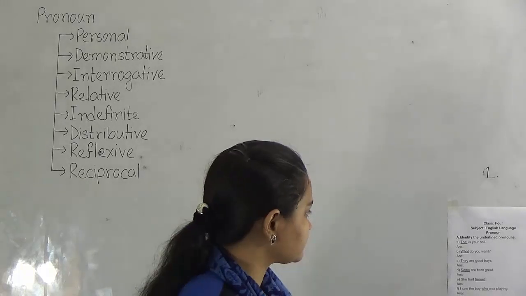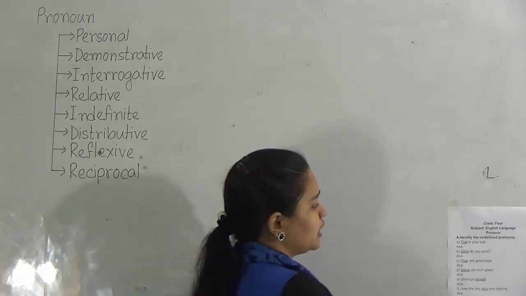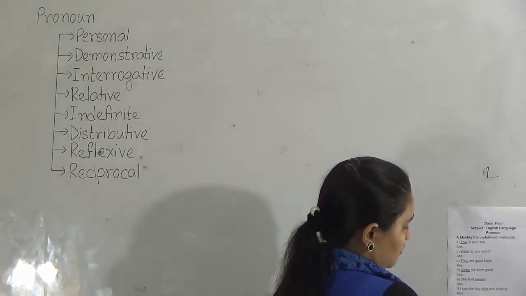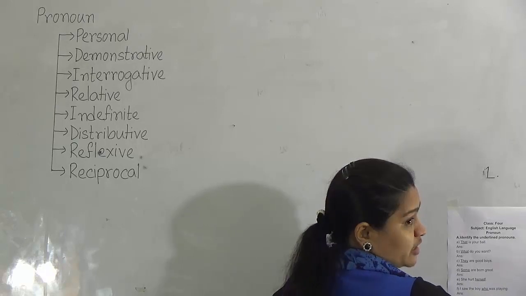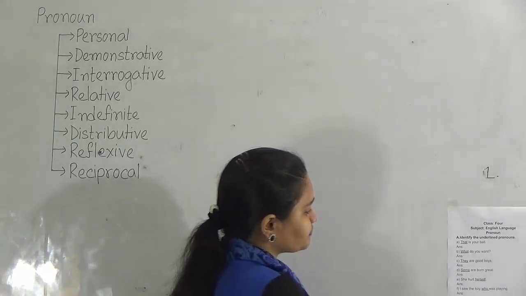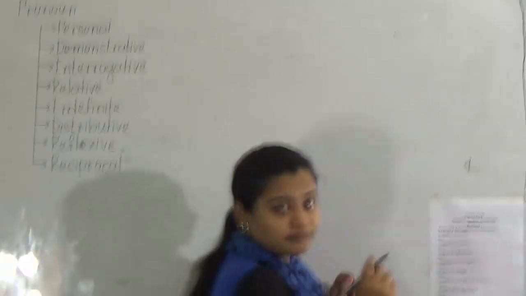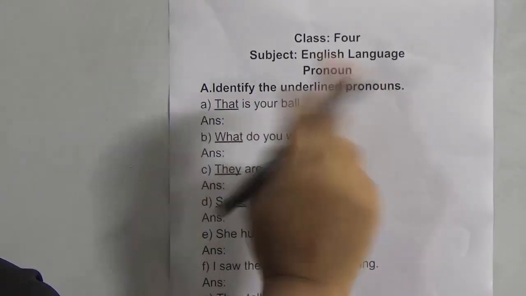Now look, from this exercise there will be your homework. You will do your homework from A to F from this exercise. It will be your HW2. Okay, dear students, now look, what is written here? Identify the underlined pronouns.